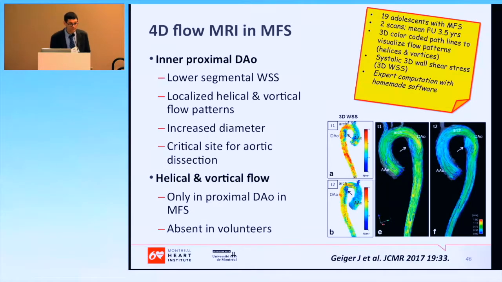There is also 4D flow MRI that is becoming more and more available. So interestingly, this study has shown that there is abnormal flow in the proximal descending aorta, which is a critical site for dissection, which was absent in normal patients in that study.